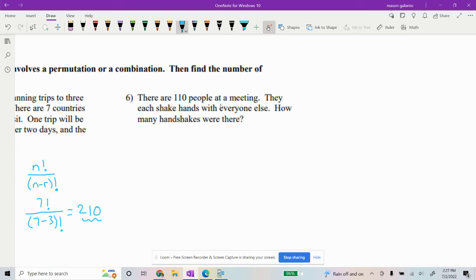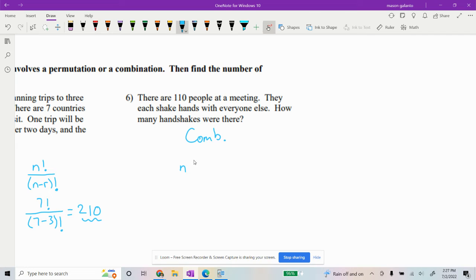There are 110 people at a meeting. They each shake hands with everyone else. How many handshakes were there? So in this case, it doesn't matter what order we're shaking our hands. So in general, this would be a combination. We're just looking at the group of people. So we have a combination.